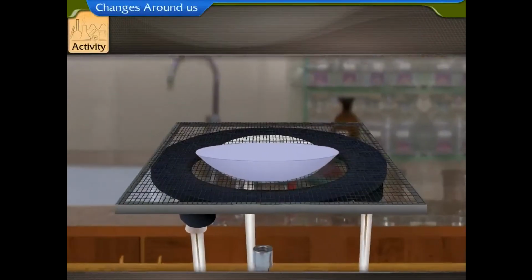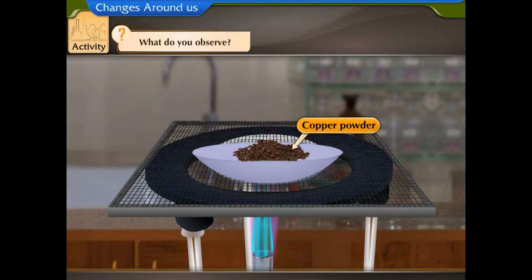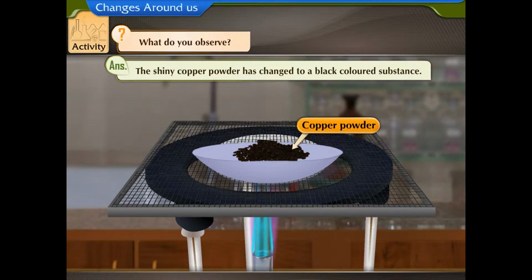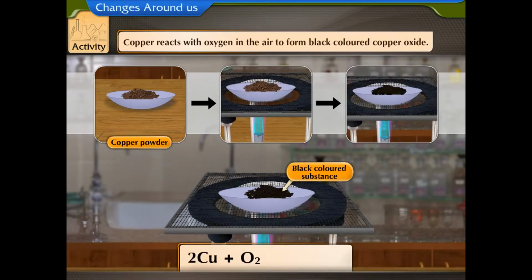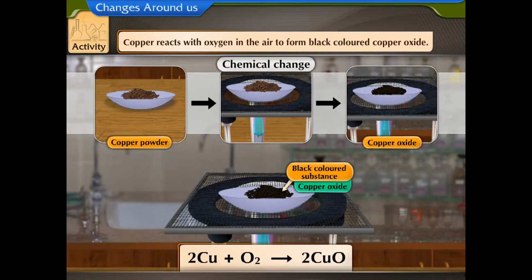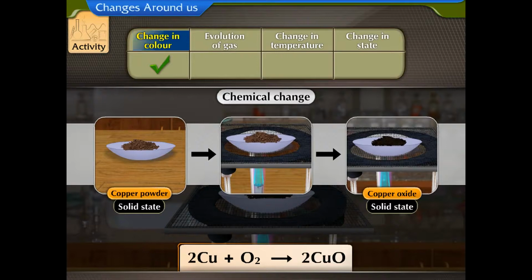Activity. Take a spoonful of copper powder in a china dish. Heat it strongly. What do you observe? The shiny copper powder has changed to a black-colored substance. Copper reacts with oxygen in the air to form black-colored copper oxide. This change is a chemical change. There is no change in the state as both copper and copper oxide are in the solid state. In this reaction, there is a change in color and temperature. There is no gas evolved and no change in state.